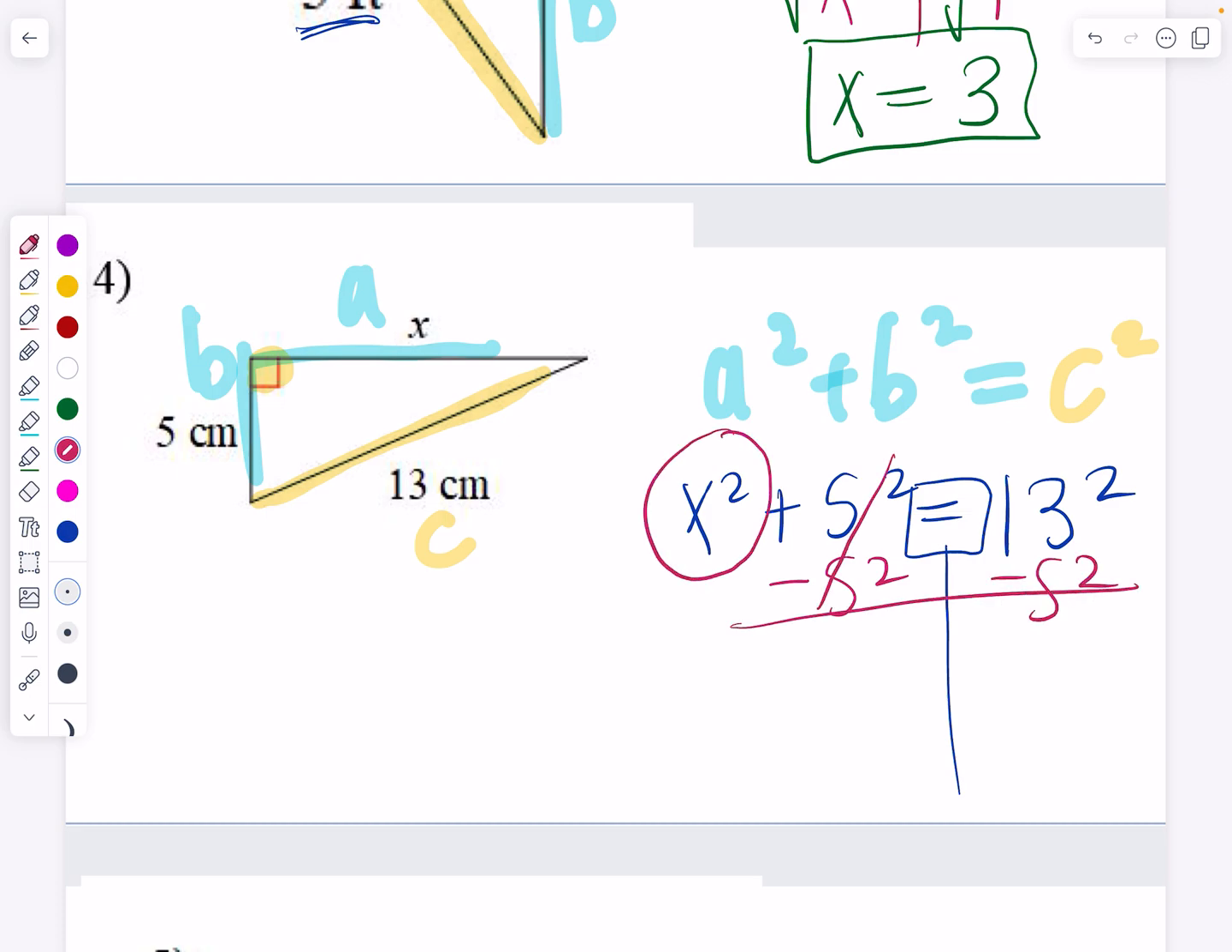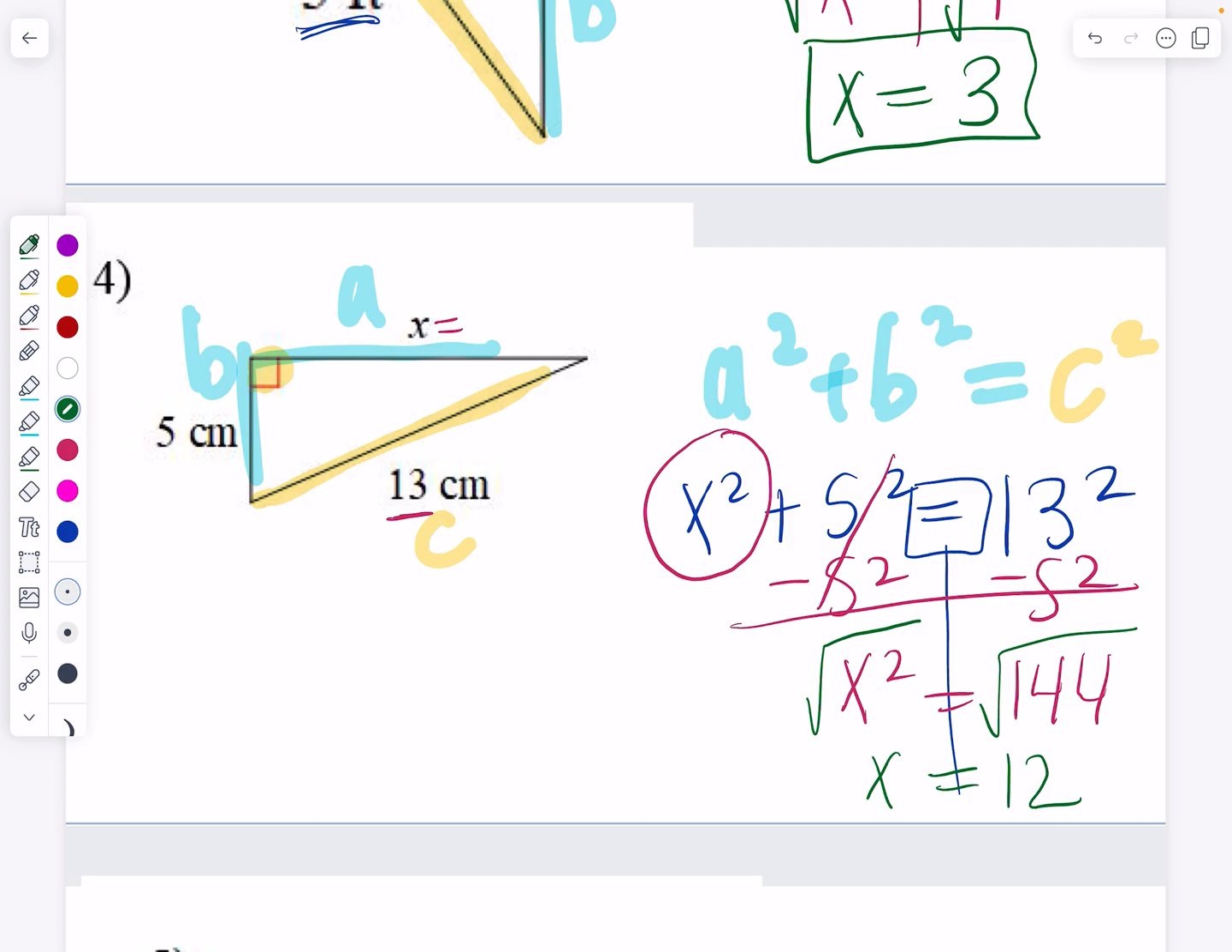You're going to type that into your calculator, 13 squared minus 5 squared. That is going to give me x squared is equal to 144. Now I know that that's not what x is equal to because 144 would be more than 13. That's what x squared is equal to. So what is the inverse of squaring x? It's going to be taking the square root of x. So then we get x equals 12.